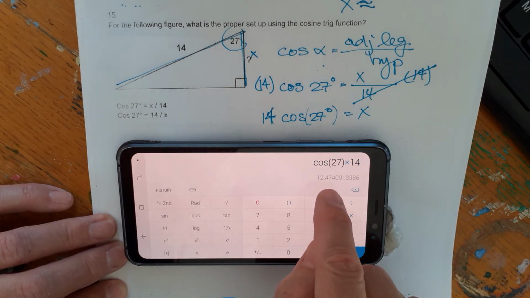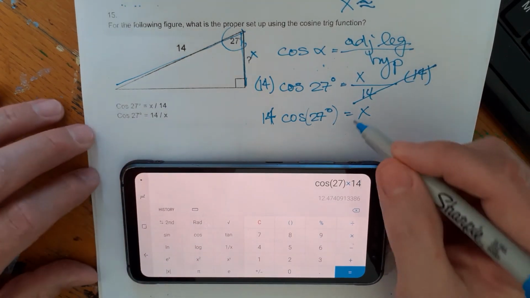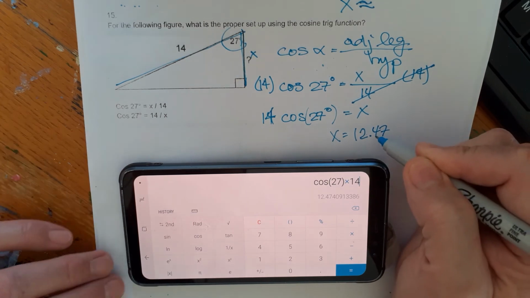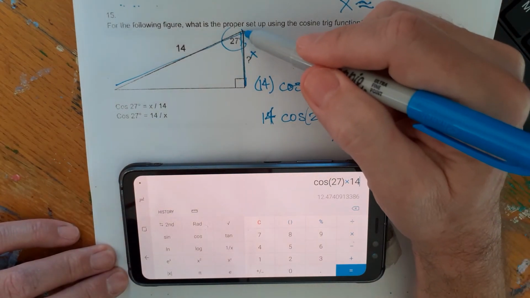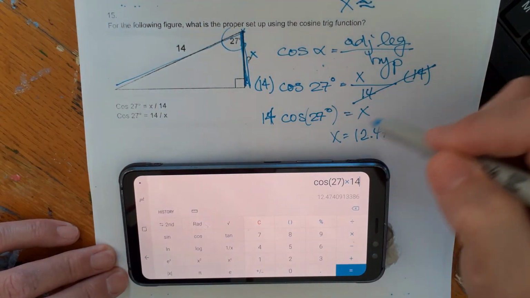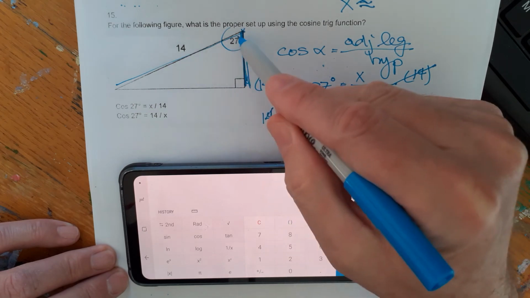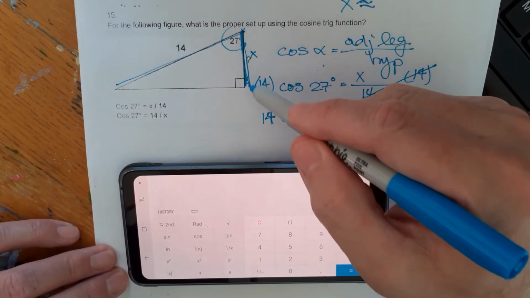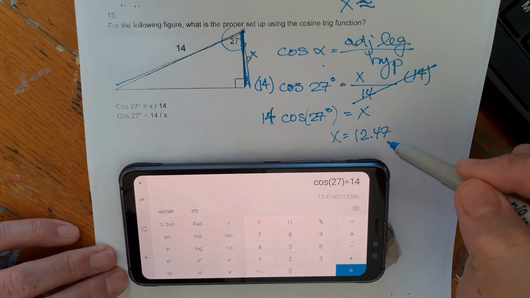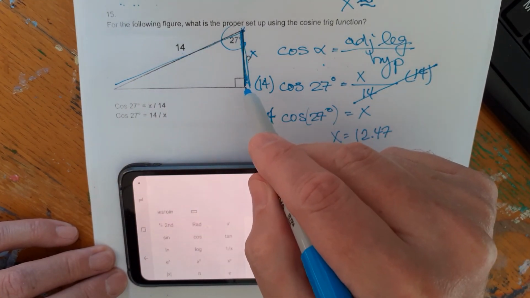We get 12.47, and I'm going to go to two places. I'm going to move this down a little, and I'm going to say x equals 12.47. What is that? That's the length of this unknown side. And this is the brilliance of trig. By using these trig functions, having one unknown side, an angle, and a given side, we can find out the length of the unknown side. This side is 12.47 long. So see how this is 14, the longest side? It makes sense, 12.47 here.